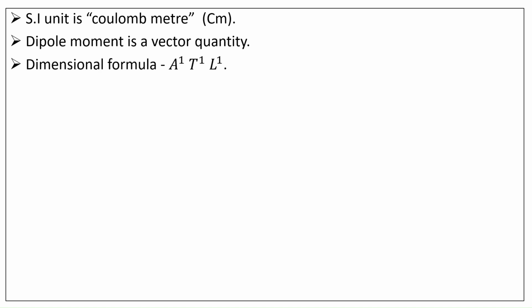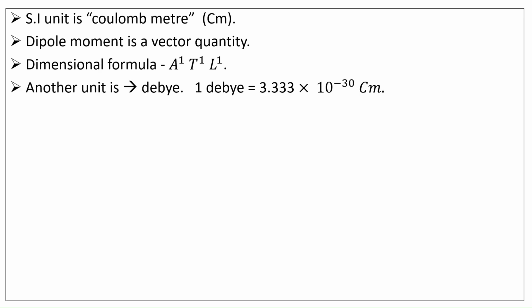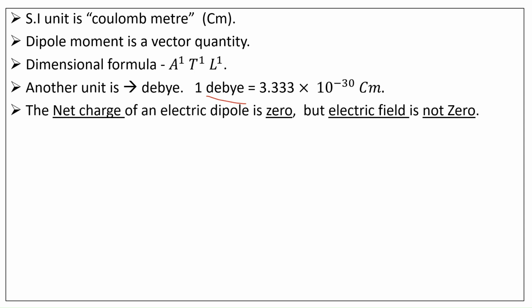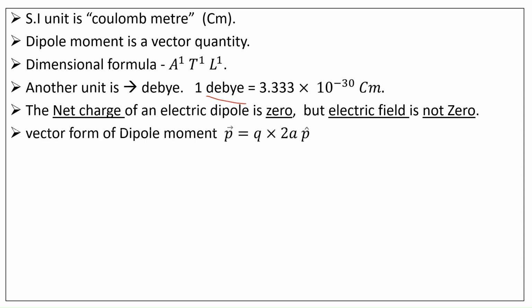Dimensional formula: A power 1, T power 1, L power 1. Another unit is Debye. 1 Debye is equal to 3.333 into 10 to the power minus 30 Coulomb meter. The net charge of an electric dipole is 0, but the electric field is not 0. Vector form of dipole moment: vector p is equal to q into 2a p cap.